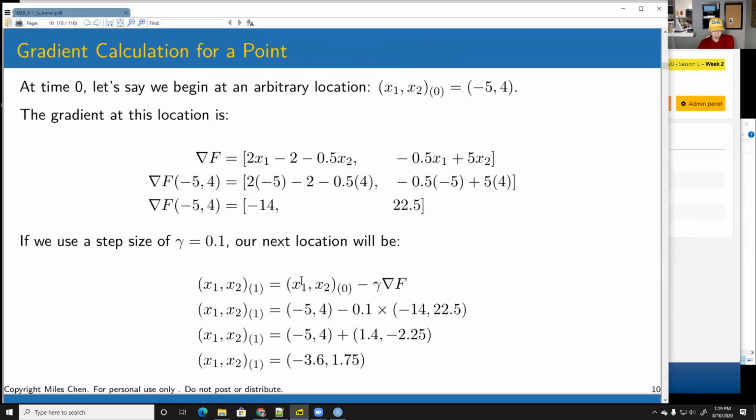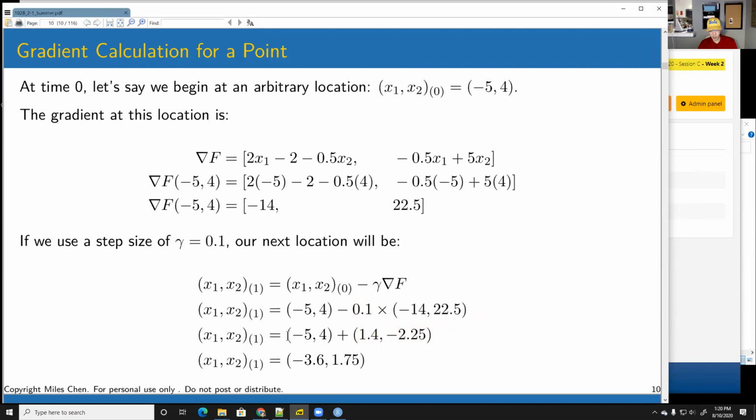And so the next value is we take our current value, which is -5, 4, and we subtract off gamma times the gradient. Okay, so here I'm using a gamma of 0.1. I just arbitrarily chose gamma equal to 0.1. You could choose whatever value you want. I picked this because it's simple. So I'm going to take our current value, -5, 4, and then do gamma 0.1 times the gradient. The gradient we found up here to be -14, 22.5. Okay, so when I multiply -0.1 times this, it becomes +1.4 and -2.25.